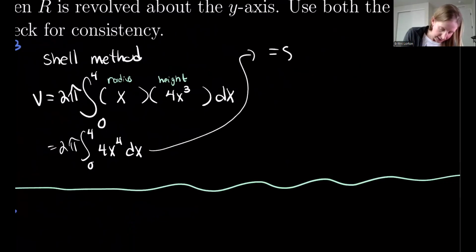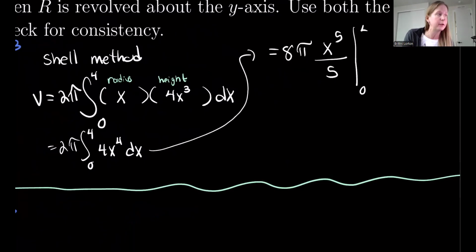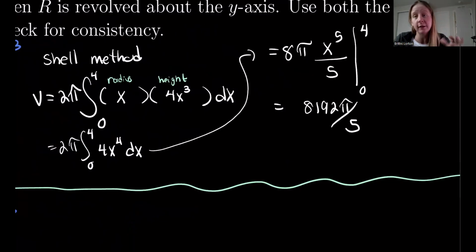So this is 8 pi, because 2 times 4 is 8. And then I can integrate it. x to the power of 5 divided by 5 from 0 to 4. I can plug in a number, and I got 8192 pi over 5. If you're willing to, I just typed it into my calculator.